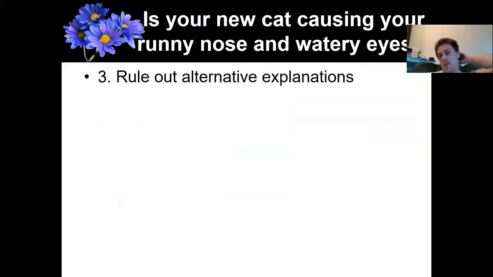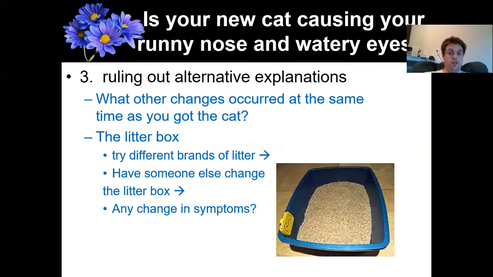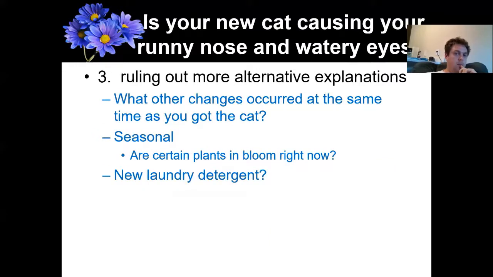Okay, so the last one, can you rule out alternative explanations? Did any other change occur at the same time you got the cat? Maybe you got a new litter box. Maybe you're allergic to that. Were there any seasonal changes? Were certain plants blooming? People do get seasonal allergies. Maybe you just started using a new laundry detergent, right? Those could be other explanations.